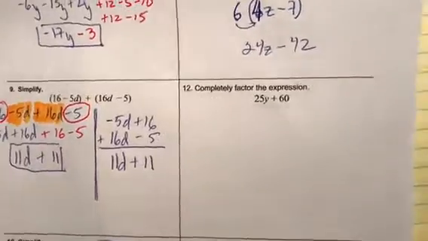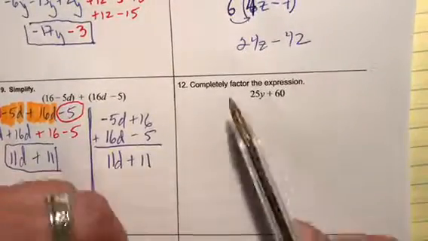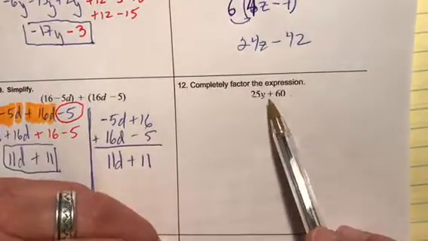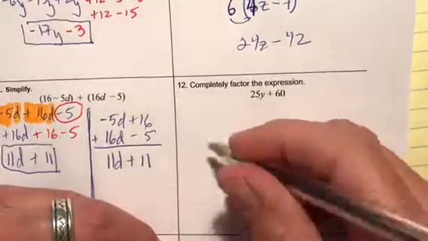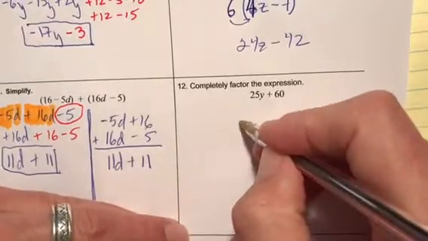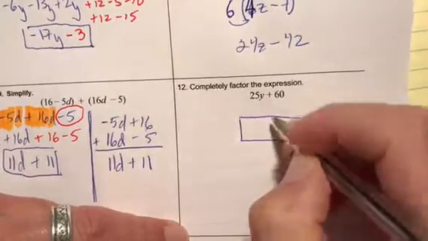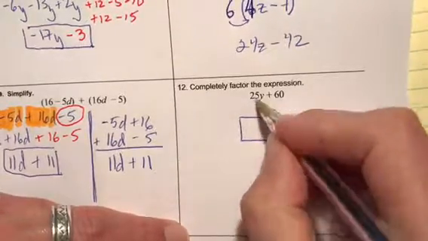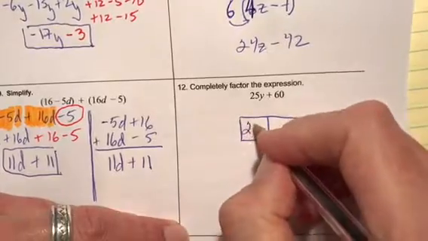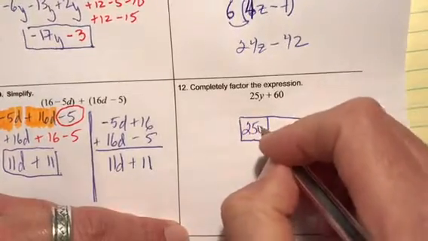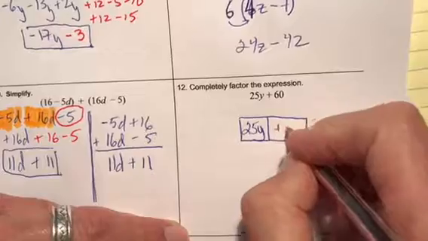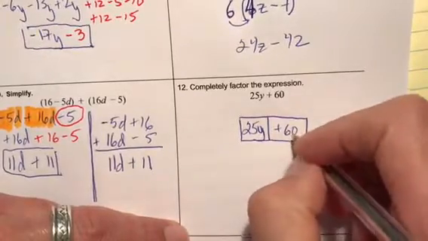And looks like I have one more problem here. Completely factor the expression 25y plus 60. I'll do this the other way just so I have a different way to show it. This other way we did it is we made ourselves a box. So we split into 2 pieces because I have 2 terms, and I put each term inside. So 25y goes here. Plus 60 goes here, positive 60.